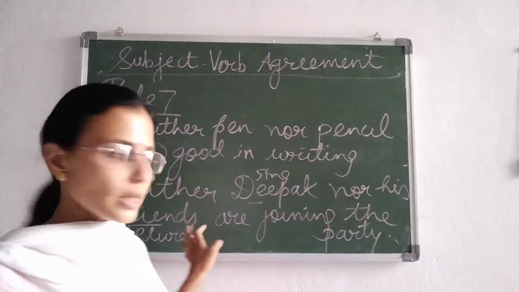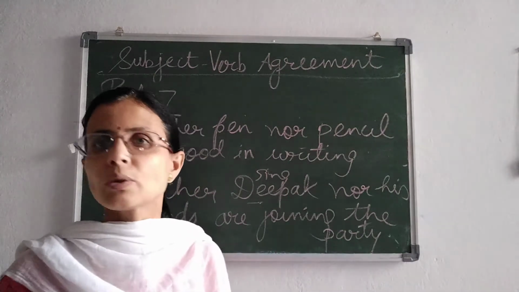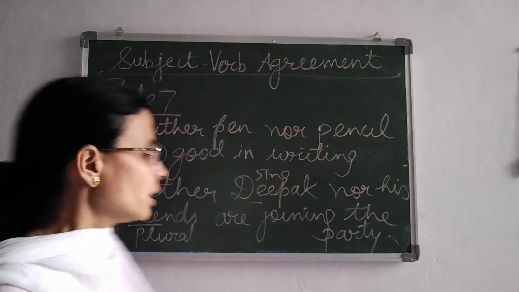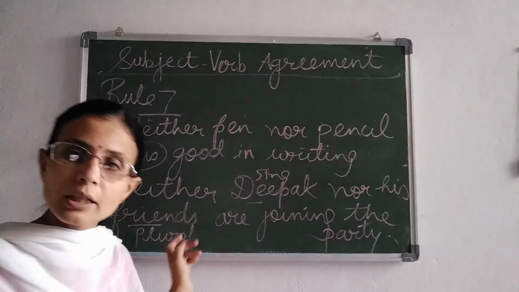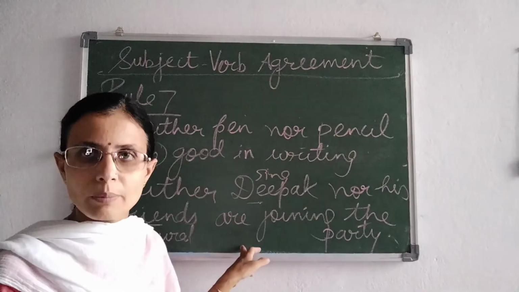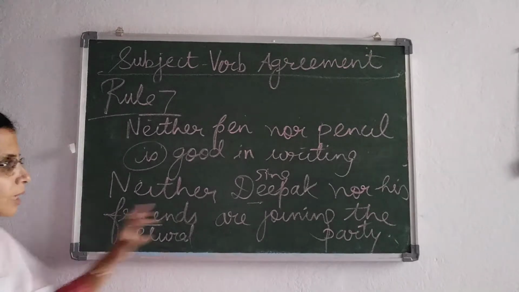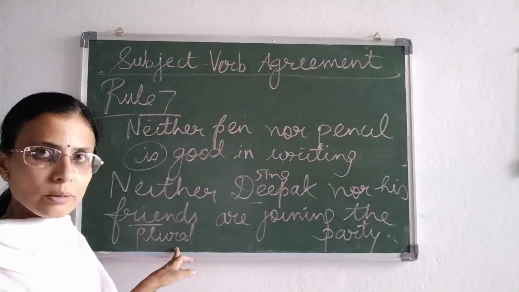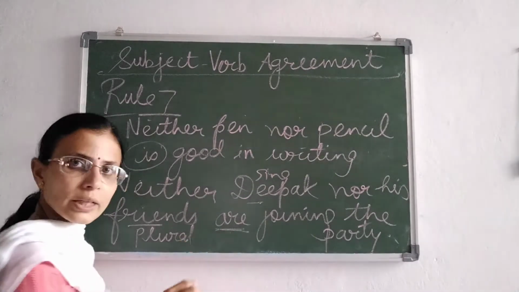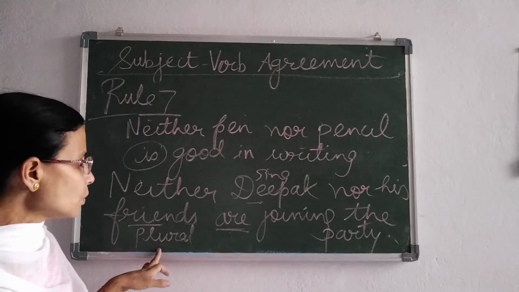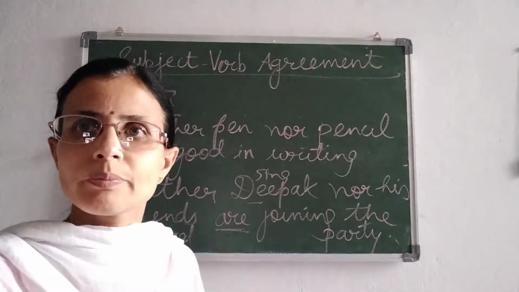Whatever it is, if the second subject is singular, verb will also be singular. If the second subject is plural, then the verb will also be plural. It means the verb will agree according to the subject which is nearer to this verb. So, Deepak is singular, friends is plural. Fine. So, this verb are is according to friends. Because friends is plural, so verb will also be plural form. I hope it is clear to you.